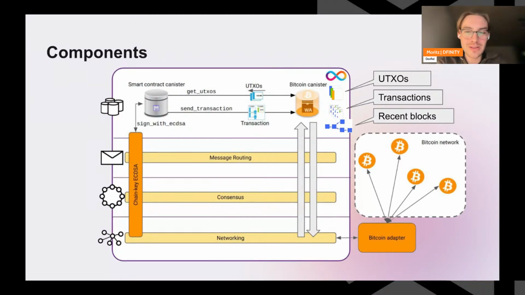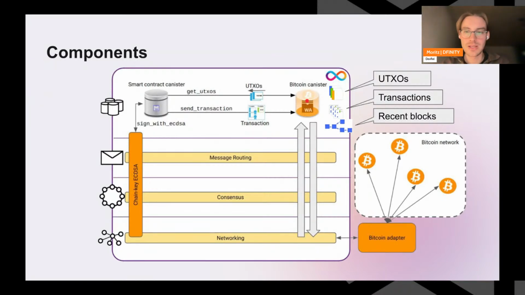But let's go a little deeper now and look at how this Bitcoin API is actually implemented. So how is this enabled? How can a smart contract get the UTXOs of a certain Bitcoin address? It actually consists of 2 components. So the first one is the Bitcoin canister. Let me show you that.